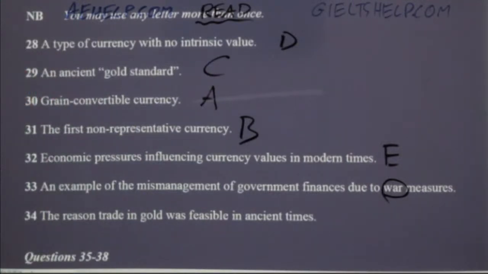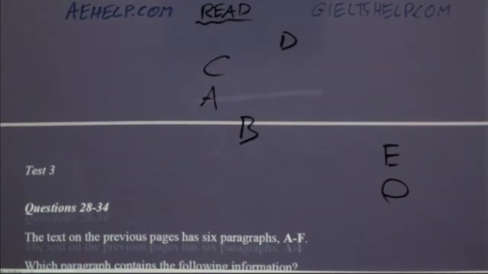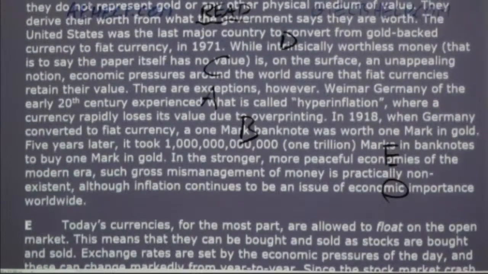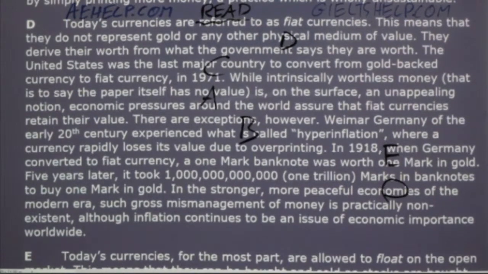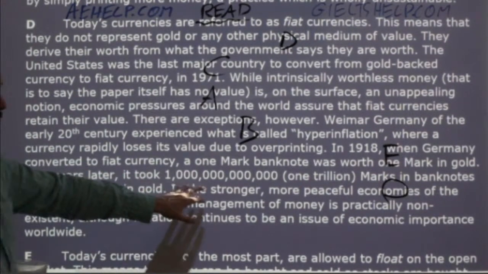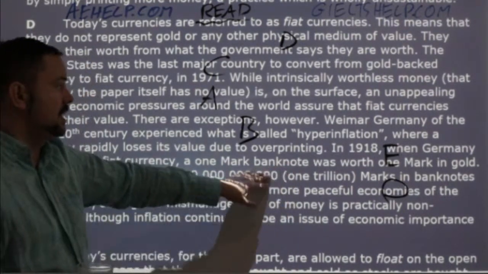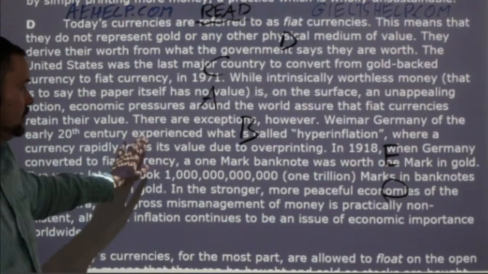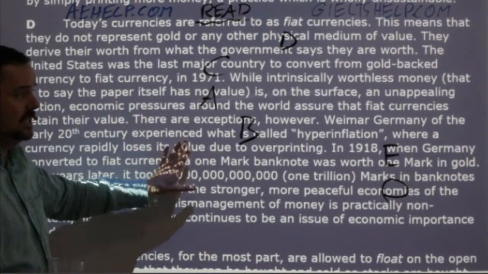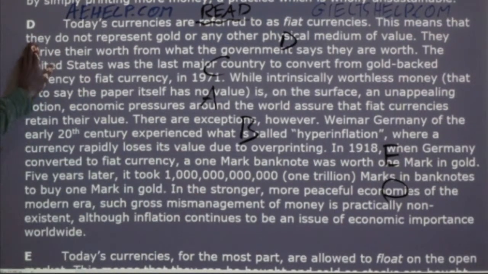So for 33, I'm going to check, Amrita, okay? I think it was either D or E. Okay, there's D. Okay, there's the 1 trillion mark. So that's the mismanagement. Okay, the hyperinflation. So that's the example, and that's in paragraph D. Okay, so we can check.